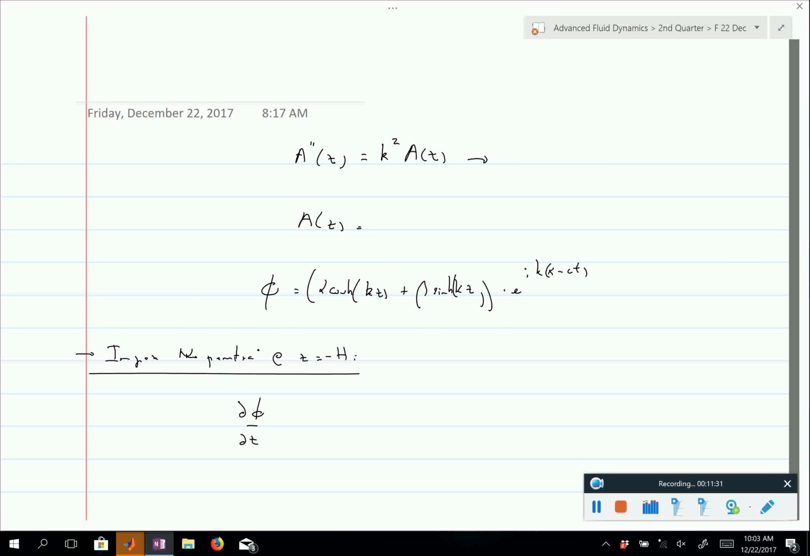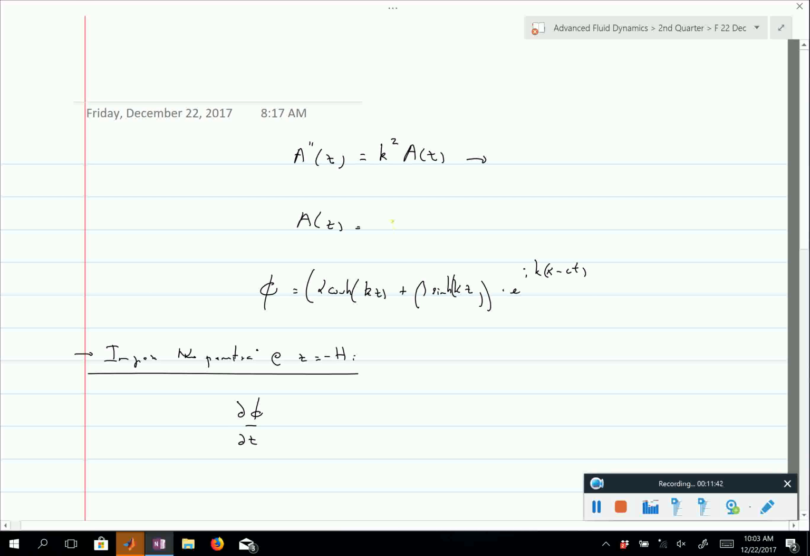You could say, well, my general solution is going to be a cosine kx minus ct plus a phase, right? It's the same thing. So we'll do the same thing here because it's going to be easier. So I'm going to assume that my solution here is going to be A times a hyperbolic cosine of k(z plus z naught), right? This is a general way of writing it.